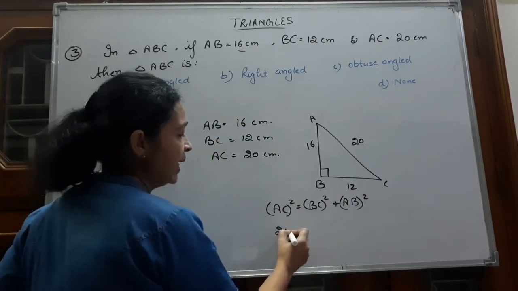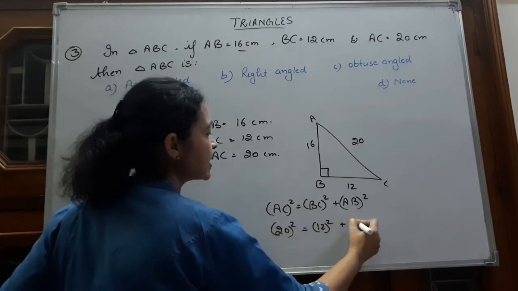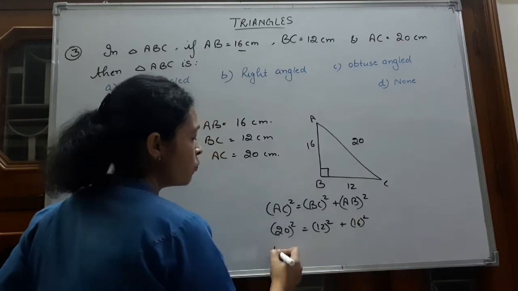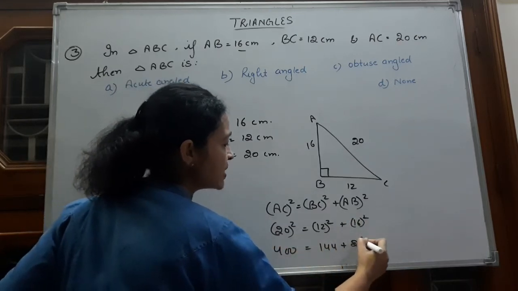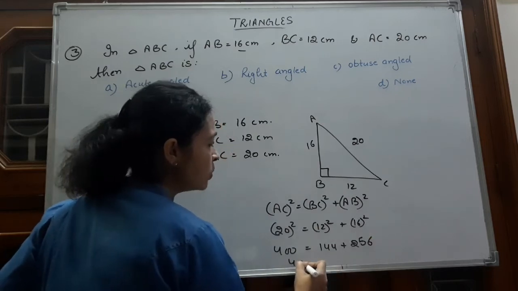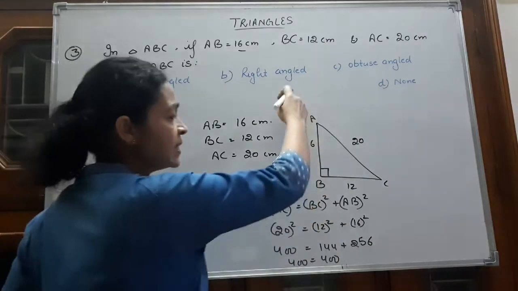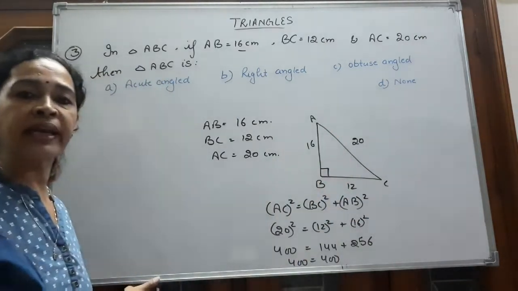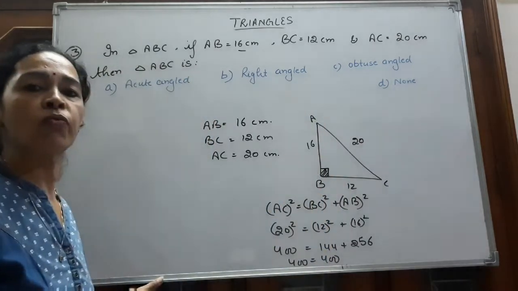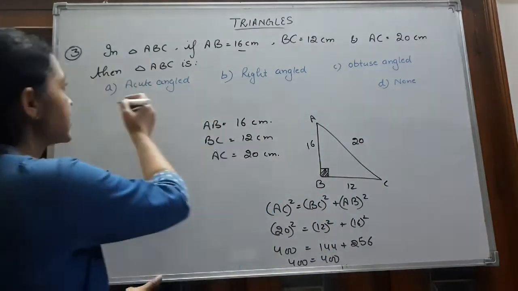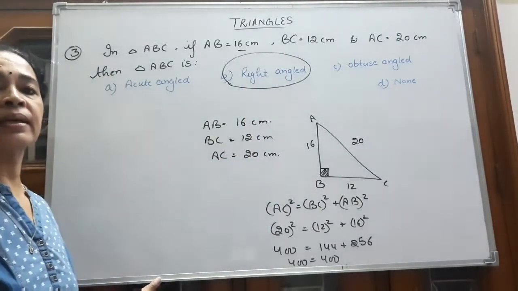If AC is 20, AC squared equals BC squared plus AB squared, which is 12 squared plus 16 squared. 400 equals 144 plus 256. 400 equals 400. Pythagoras is satisfied. It means AC is the hypotenuse of triangle ABC where angle B is 90 degrees. So, which type of triangle is this? This is a right angle triangle. So, option B is the correct option.